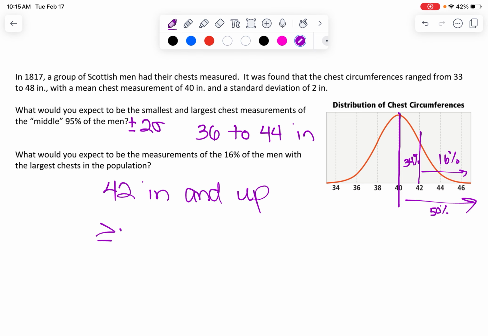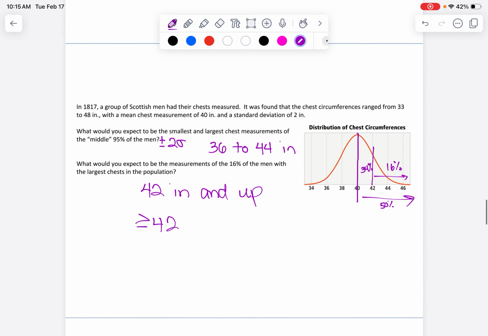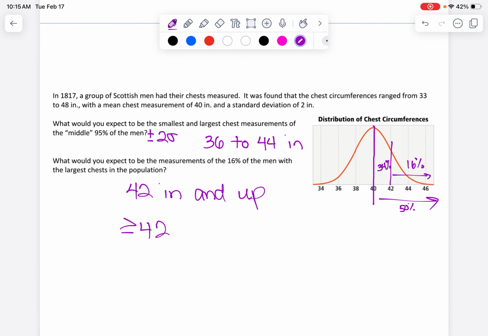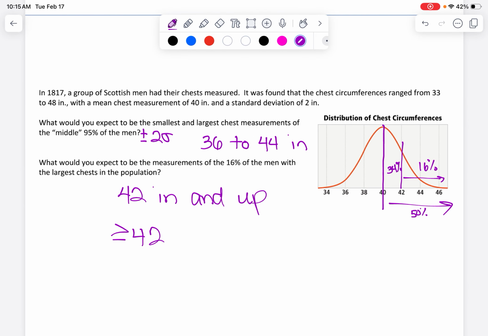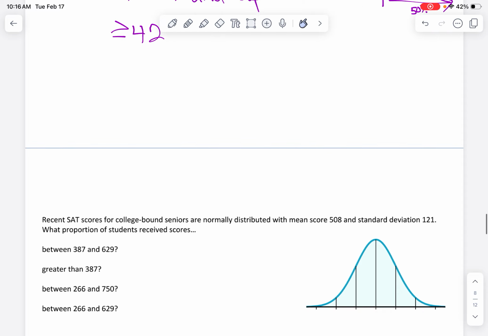Or you could say greater than or equal to 42, which is probably a little bit more mathy, right? But either way, 42 inches and up. Okay, so that's just using that graph to help us figure that out and what we know about a normal distribution.